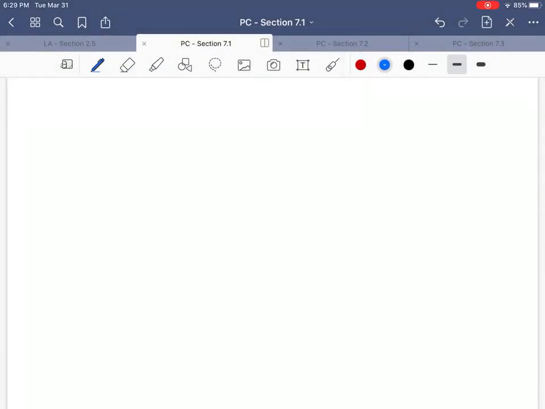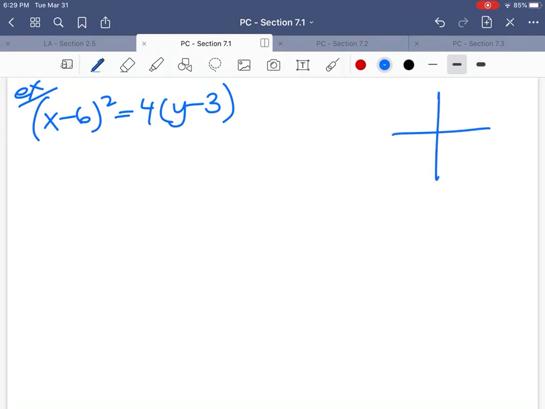So here we go. If I had (x minus 6) squared equals 4 times (y minus 3). So notice x is being squared, and my 4 there is positive. So that's going to be a good old parabola just facing up like normal. So let's figure this out now. 4p equals 4. So p equals 1. Remember, that's called my focal length. That's the distance between the focus and the vertex.